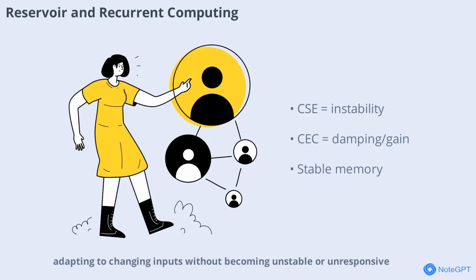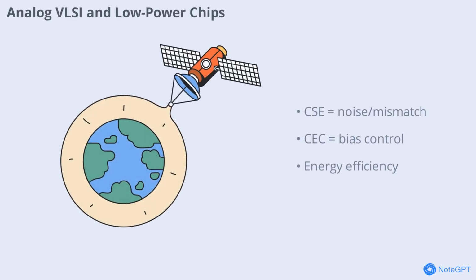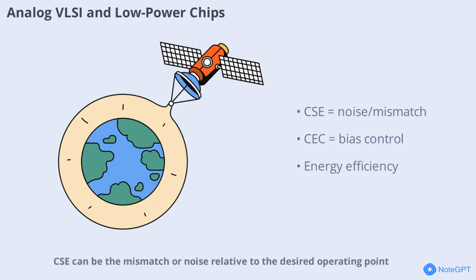In analog hardware, CSE can be the mismatch or noise relative to the desired operating point, while CEC is a programmable bias or local temperature control. By adjusting CEC in response to CSE, circuits can conserve energy and reduce noise, maintaining reliable operation even under varying conditions. This principle is crucial for building robust, energy-efficient hardware.